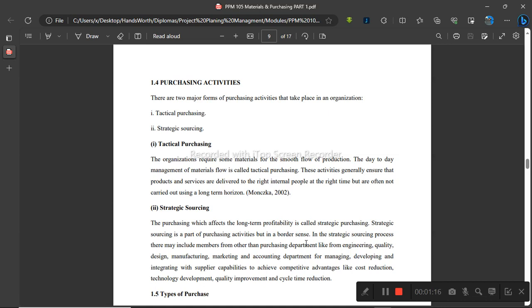Then we looked in our previous class at the various importances of this course, or how this department is beneficial towards an organization in implementing its given projects or various objectives. So now today we are going to start by looking at the purchasing activities that are involved under purchasing in an organization. There are two major forms of purchasing activities that take place in an organization. The first one is known as tactical purchasing, and the second one is known as strategic sourcing.